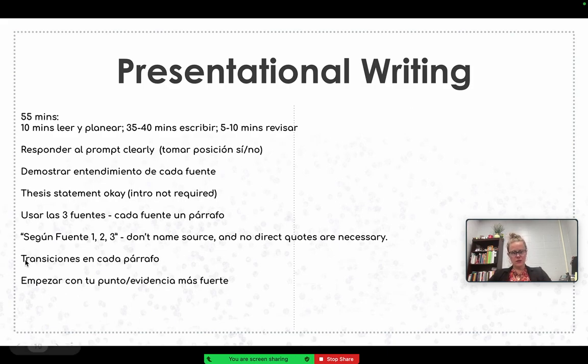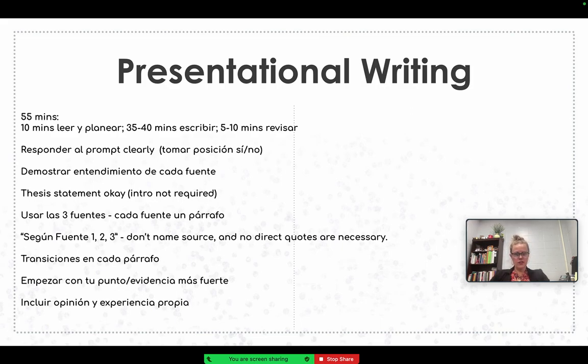And then start with your strongest evidence. If Fuente 3 is your strongest evidence and you can add some opinion in to follow up on that or personal experience, then definitely have that be your first point. So you don't have to respond with the fuentes in order. But again, you do want to show your understanding of all three. You cannot get a 4 or 5 if you only use 2 sources. So if you only use 2 sources, the maximum you can get is a 3.